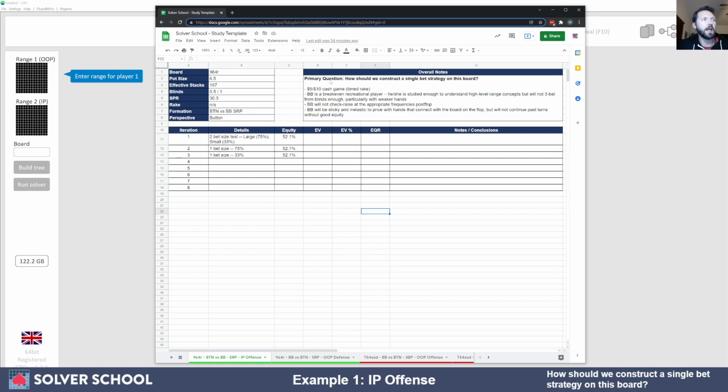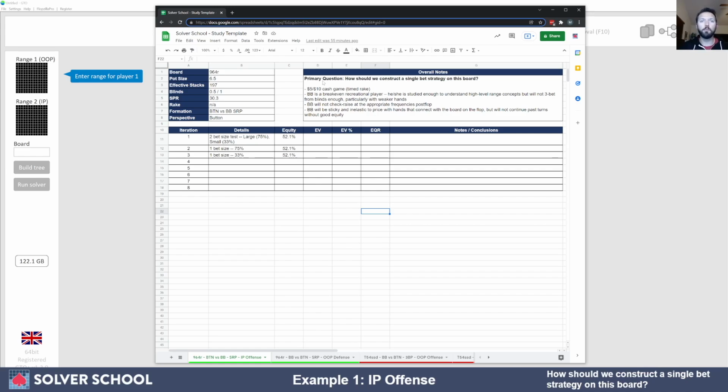But specifically, again, the question that we're trying to ask here is, how should we be constructing a single bet strategy on this board? So when I first see that, what that tells me is, in order to conduct some tests to determine the answer to this question, we're going to have to be varying bet sizes, most specifically. Now, we might be varying ranges, we might be varying other components as well, but the major thing that we're going to have to vary to determine an answer for is bet sizes.